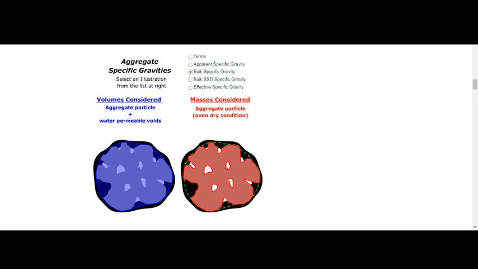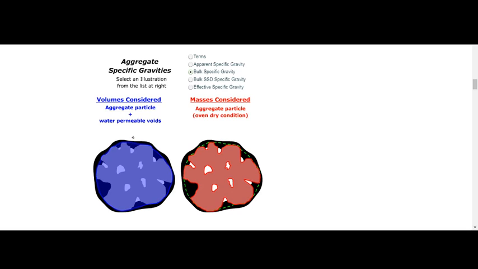So in the case of bulk specific gravity, although the mass considered is the solid portion of the aggregate, the volume will be considered as the total volume, including the permeable pore volume and the impermeable pore volume. As you can see from this figure, the permeable pores, the voids, are also seen here, cordoned with the bluish boundary.